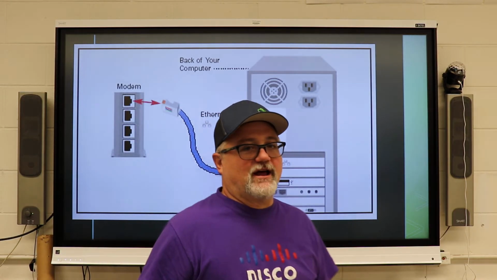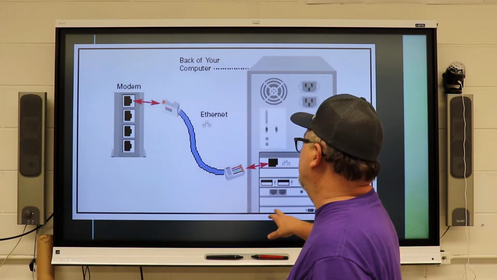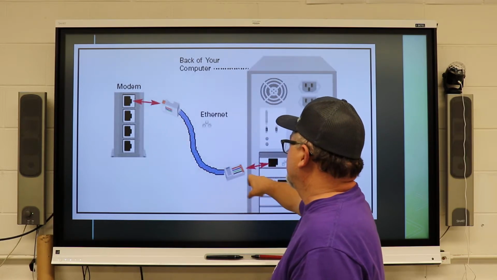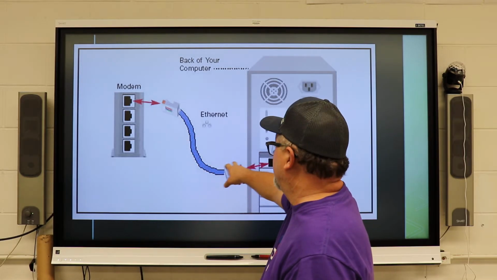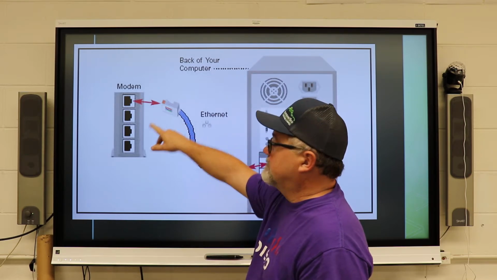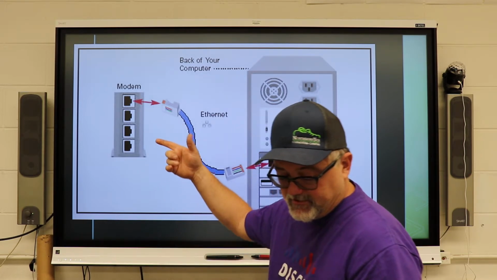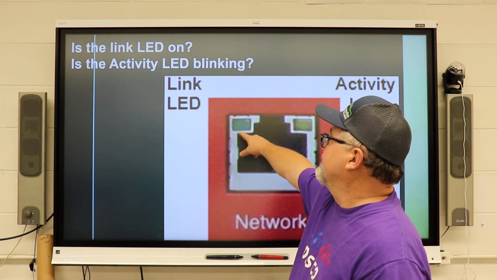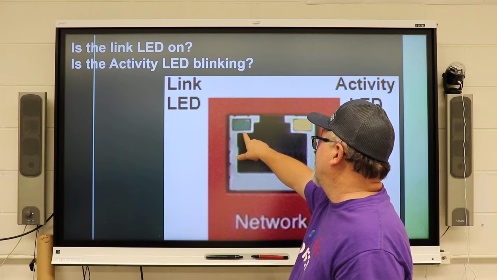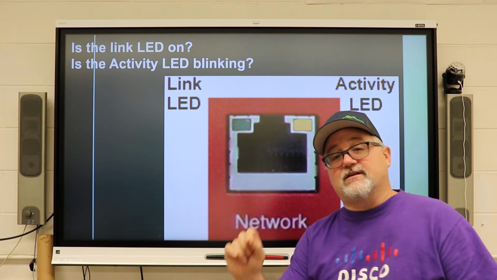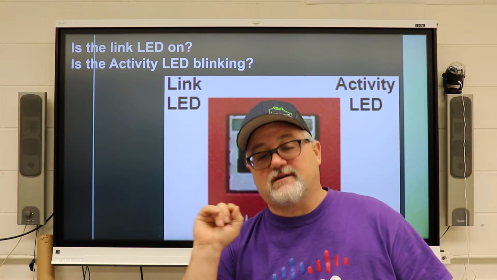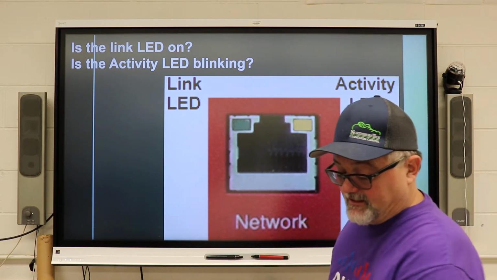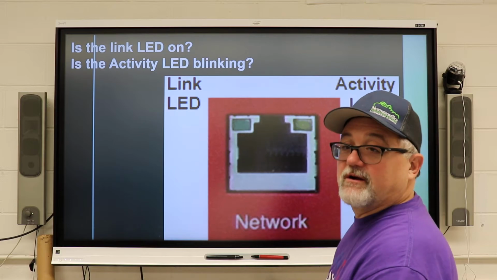This is what it's supposed to look like when you get the media disconnected. This says modem, but this is a switch, and usually there's a blue Ethernet cable connected from your computer to your outside modem. This is how it's supposed to look. There's a green light lit up, and there's a blinking amber light, meaning that you're receiving data. That's an activity light on the back of the computer on the network interface card.